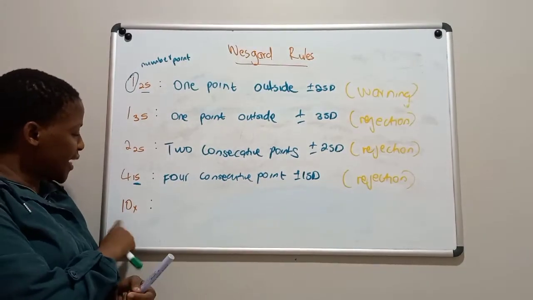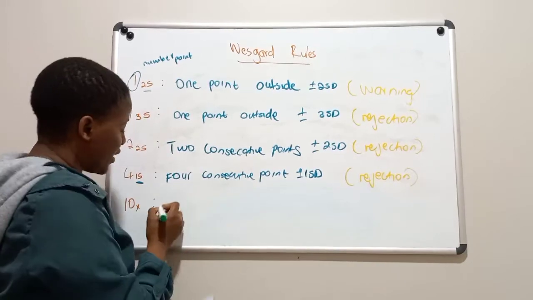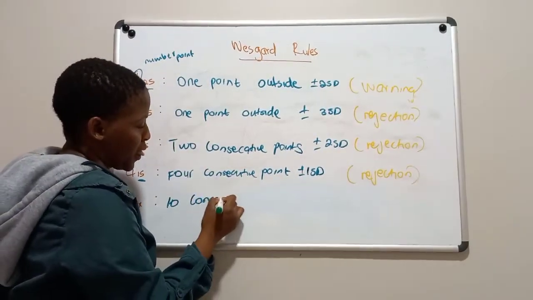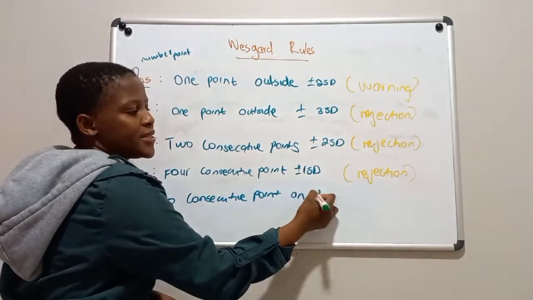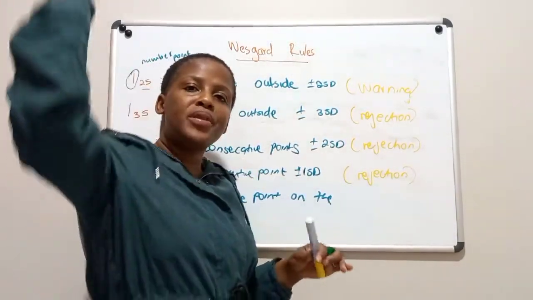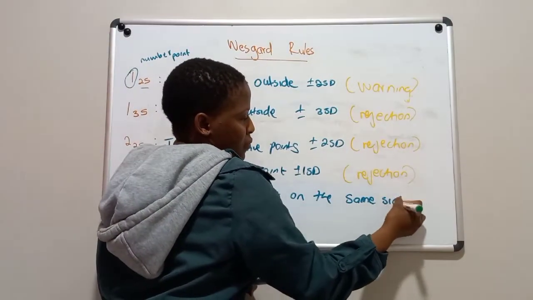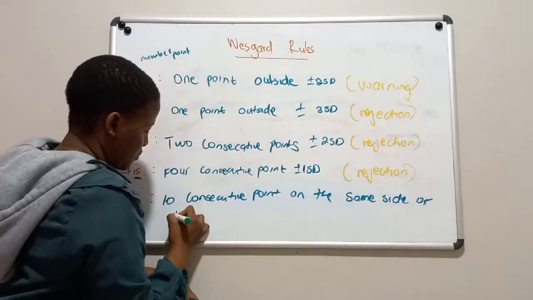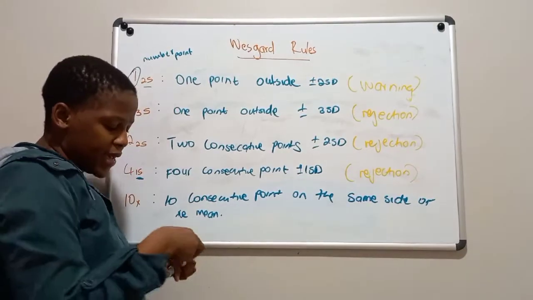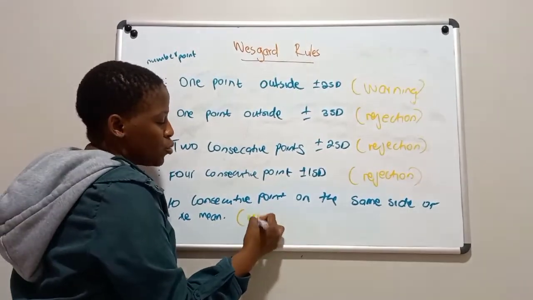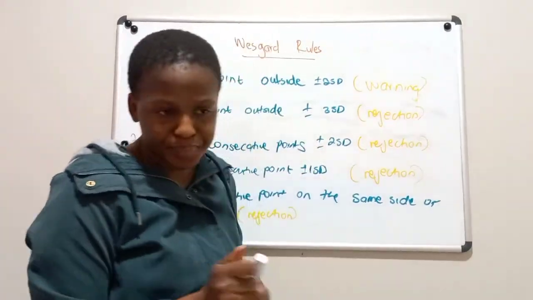And then we also have the 10x rule. The 10x means that you have 10 consecutive points on the same side of the mean. It can either be the positive side or the negative side. This is a bias, and according to Westgard, this is also a rejection. So you cannot continue to run.